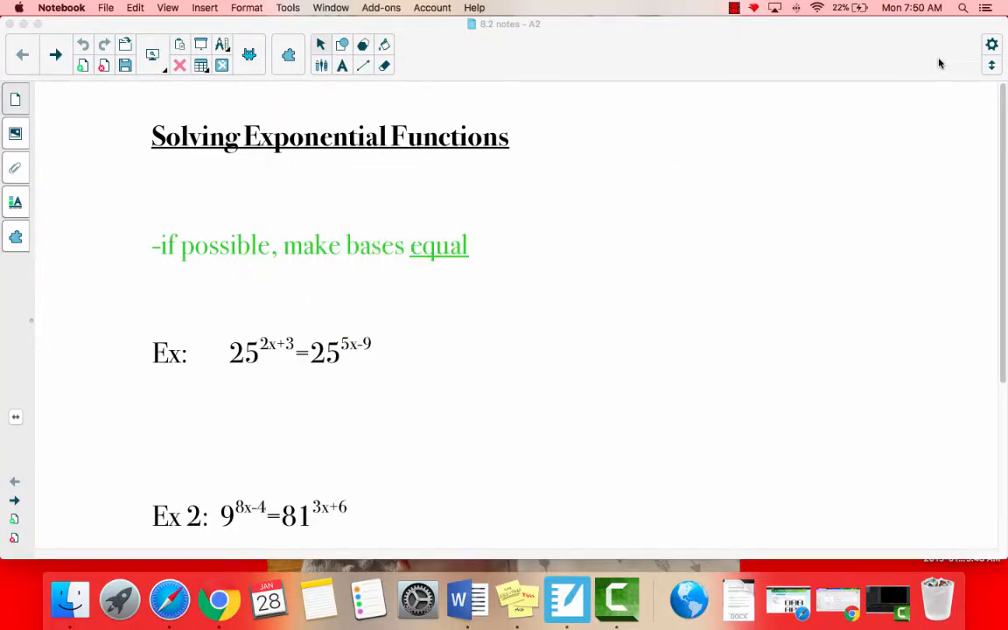Hi class, today's section on solving exponential functions should be pretty short and sweet. We're just going to jump right into examples. So we've talked about exponential growth and decay functions and their graphs, and now we're going to talk about how we can actually solve their equations.